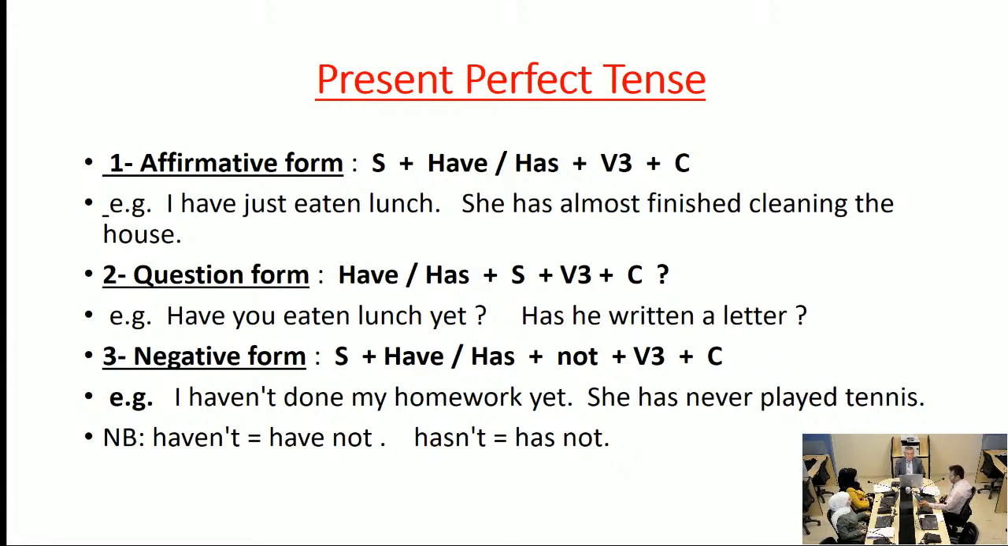Example, I have just eaten lunch. She has almost finished cleaning the house. These two examples show indicators: almost and just are indicators for the present perfect.